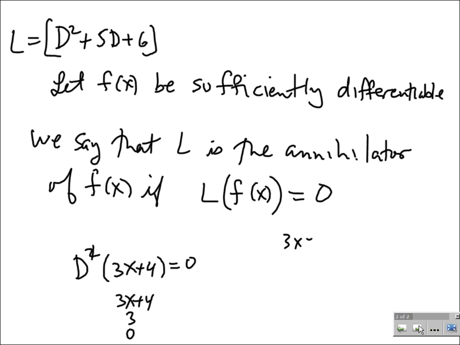Because here's the original function. That's the first derivative. That's the second derivative. And the derivative of that, which is again 0, is the third derivative. And the derivative of that, which is 0, is the fourth derivative. But one should always try to find the least power, the least number of derivatives that will annihilate it. So let's look at some annihilators for some set of functions.